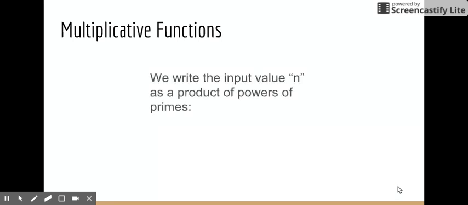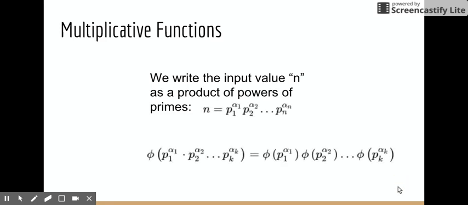We can understand multiplicative functions by using Euler's function as an example, where we write our input value n as the product of powers of primes. Then Euler's function at n is equal to the product of the values of Euler's function taken at each prime factor of n. This gives us a formula for phi of n, since we saw that phi of p to the k equals p to the k minus p to the k minus 1.